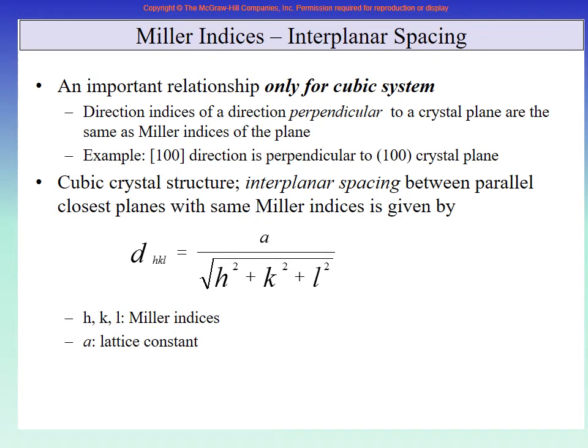If on the other hand you had a 101 plane, so what is the distance between the 101 plane and the next 101 plane? So 1 square plus 0 square plus 1 square, it will be under root 2. So A upon root 2.